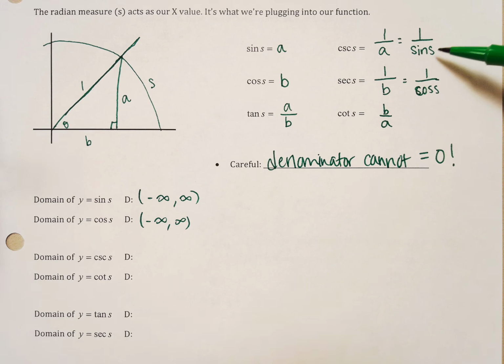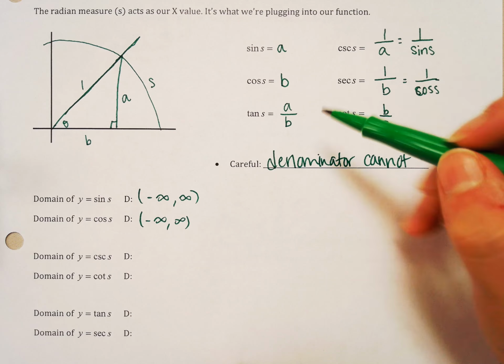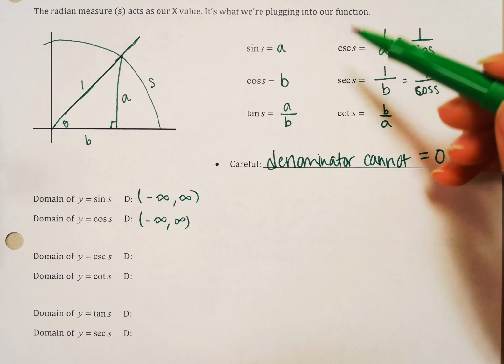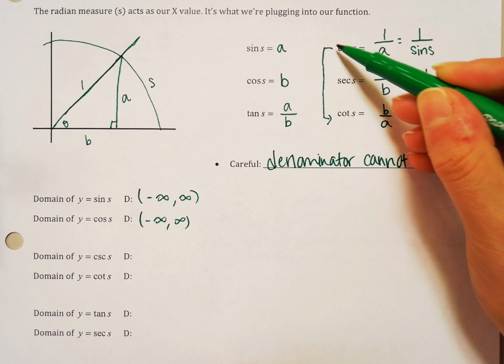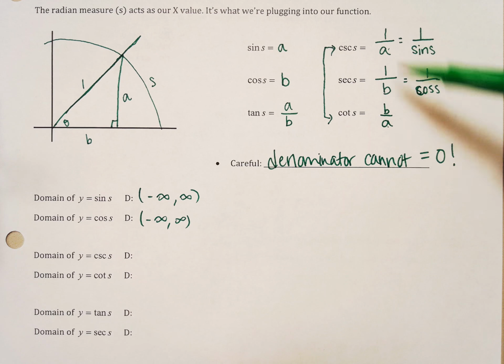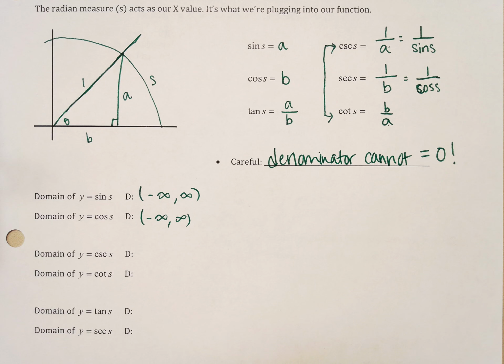I can't actually evaluate everywhere here because this might be 0. And that's what we're going to look at, where sine is 0 and where cosine is 0, and that'll allow us to come up with our restrictions for our domain. Now, if you notice, cosecant and cotangent, these two, have the same issues for our denominator.